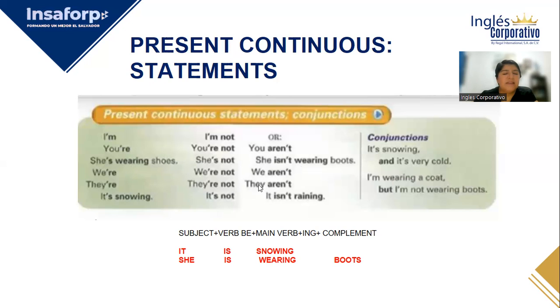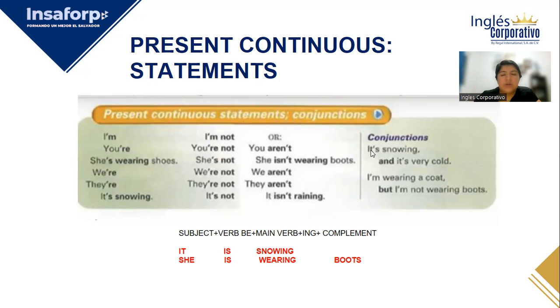O también lo podemos contractar de esa manera. They aren't wearing shoes. It's snowing. It's not snowing. It isn't raining, ¿ok? Entonces, aquí estas dos columnas básicamente lo que nos están diciendo es que para hacerlo negativo podemos hacerlo de esta manera, ¿ok? I'm not, you're not, she's not, we're not, they're not, it's not. O lo podemos contractar de esta manera. You aren't, she isn't, we aren't, they aren't. It isn't, ¿ok? Entonces, es lo mismo, solo que tenemos dos maneras de hacer la abreviación cuando es negativa la oración, ¿ok?